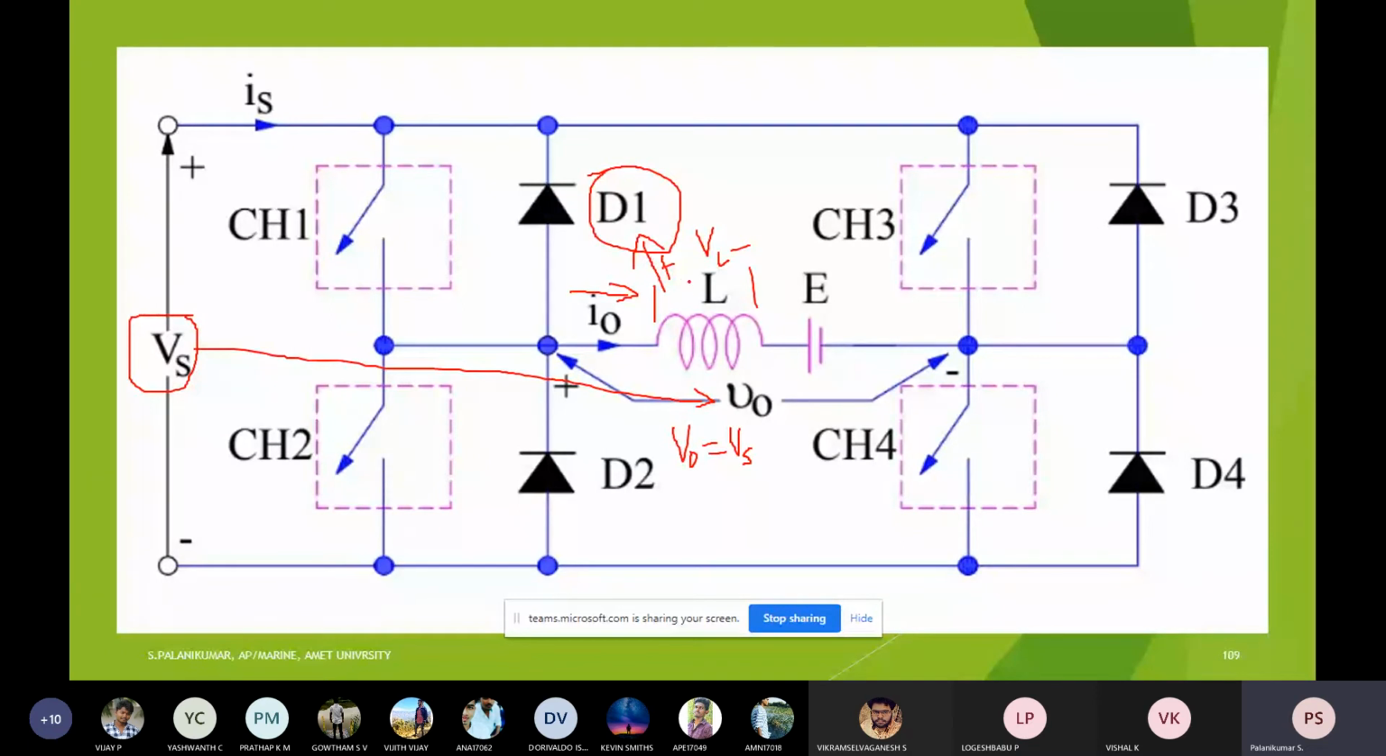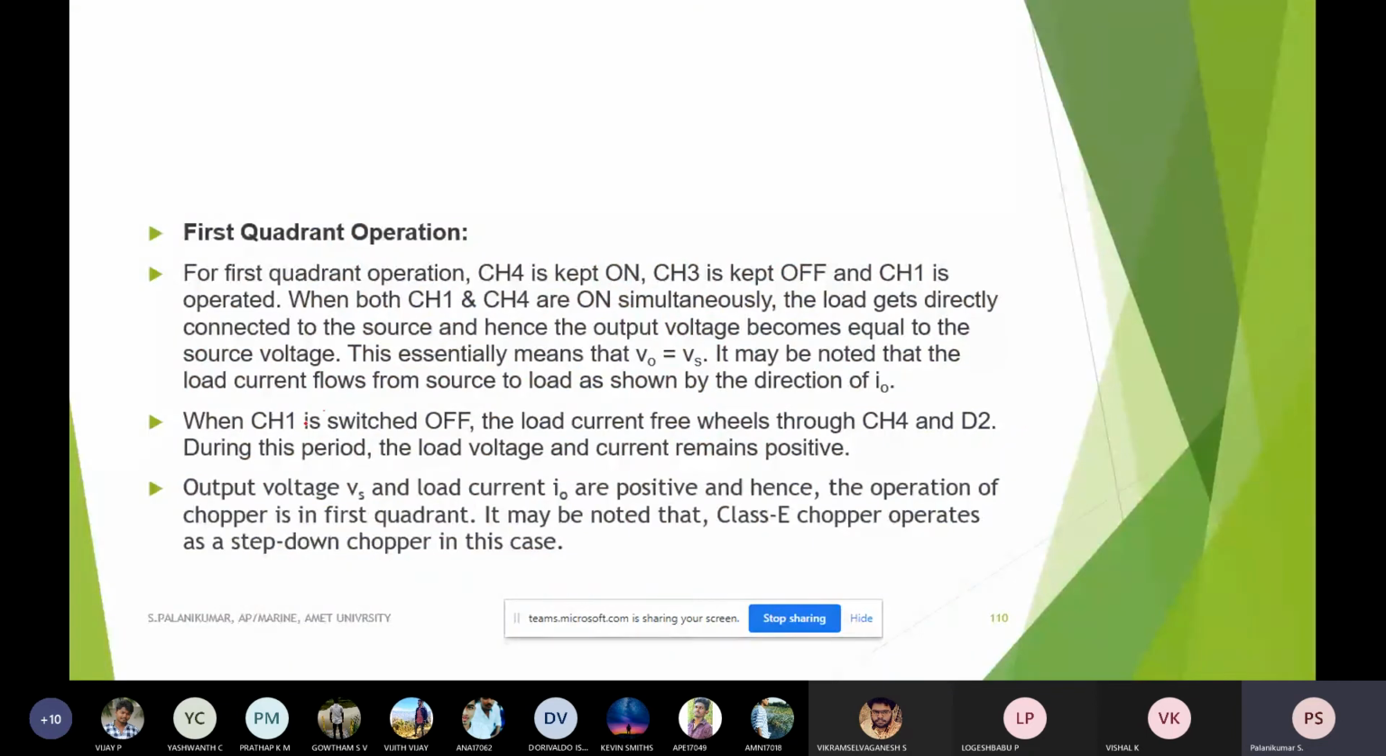But since the voltage is applied plus minus, the current will go in this direction only, so the current direction will be reversed. When CH1 is switched off, the load current freewheels through CH4 and D2. During this period, the voltage and current remain positive. The output voltage Vs and load current I are positive, hence the operation of the chopper is in the first quadrant.